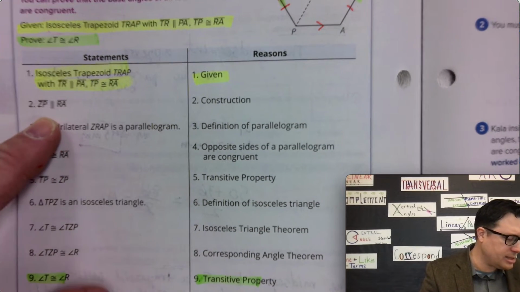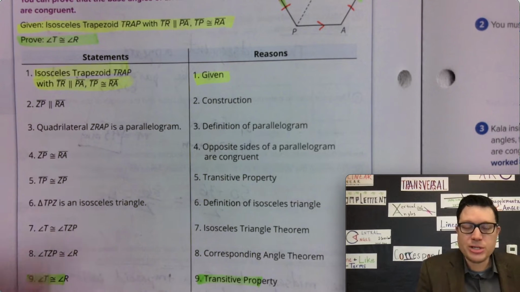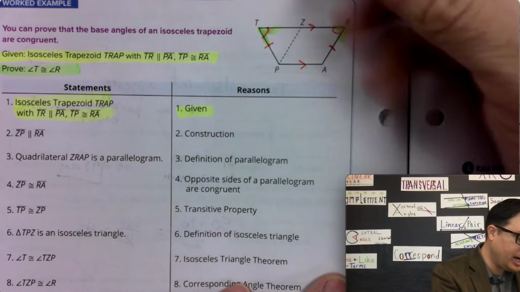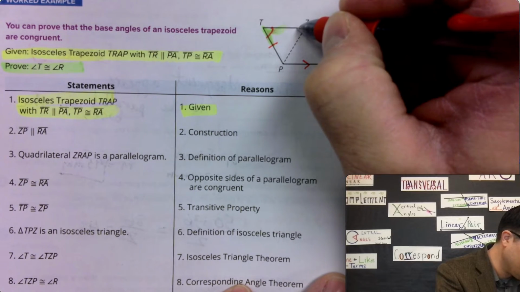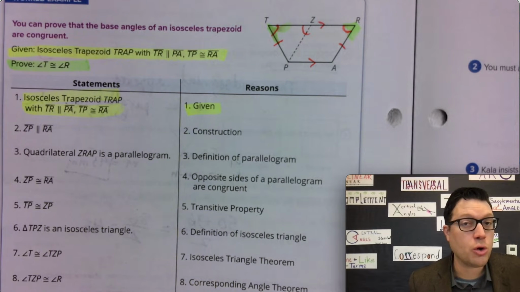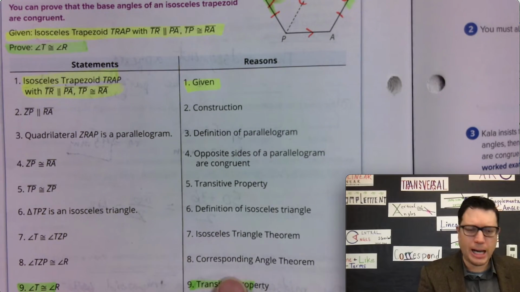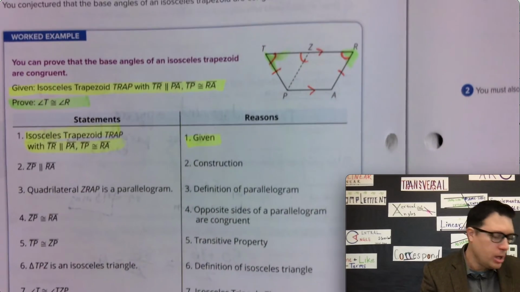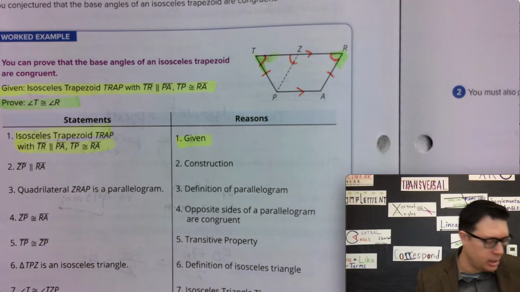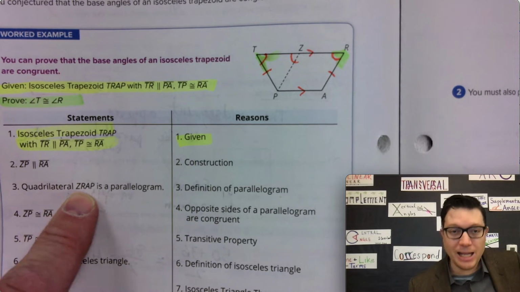Let's go to the next statement. We have ZP is congruent to RA, and we just do that through construction. There's a way to copy an angle, and if we copy an angle, we can prove that those two angles are congruent because they're corresponding angles. We might use that. In fact, I think I see corresponding happening right down at step 9. Anyway, step 2 is all about constructing. Just make it. Step 3 creates a quadrilateral ZRAP, and it's a parallelogram.